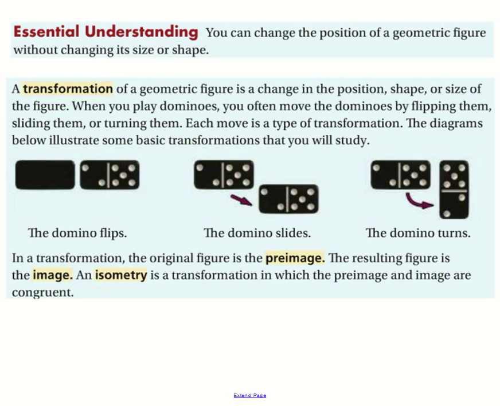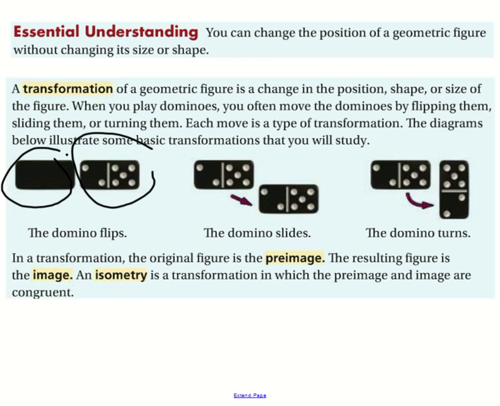And sometimes you need to turn your dominoes to make them fit, and that's also changing the position of your object. Now, in a transformation, we have two things. We have the pre-image and we have the image. The pre-image is the original orientation of the object, the original object. So here would be our pre-image, and here would be our image.